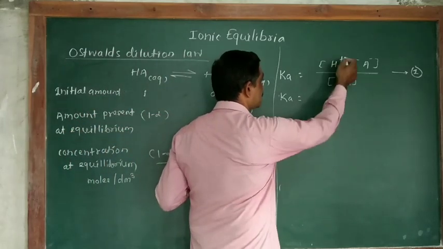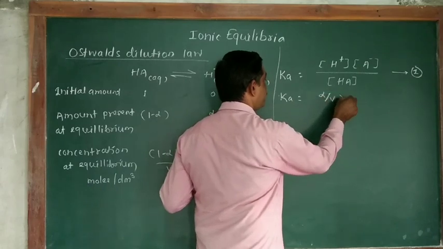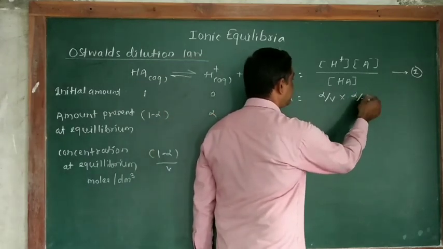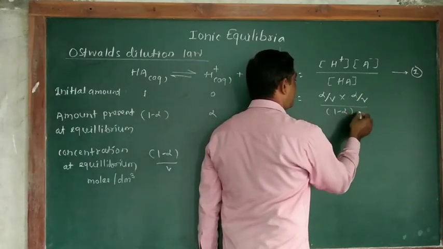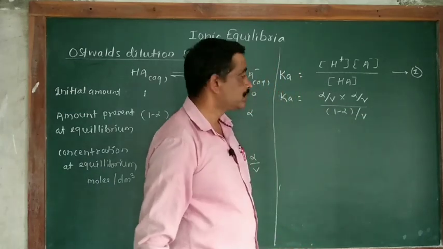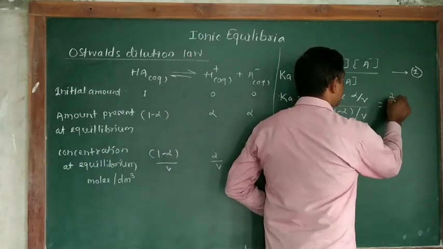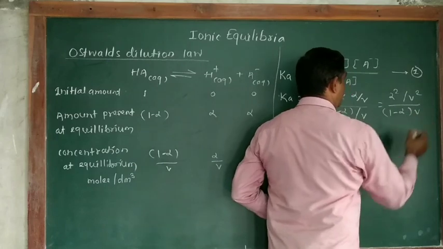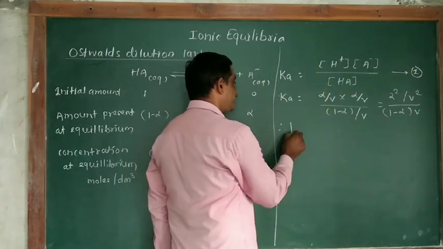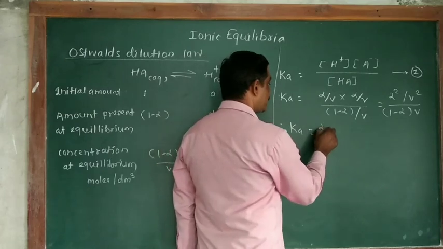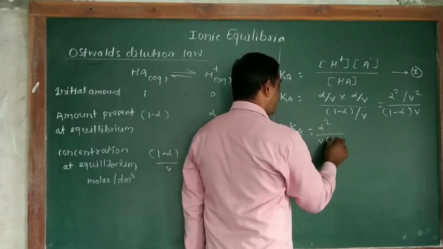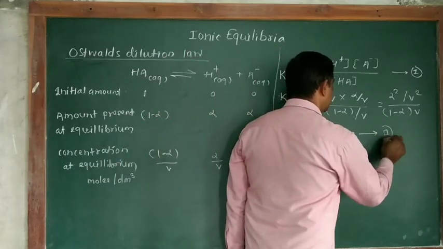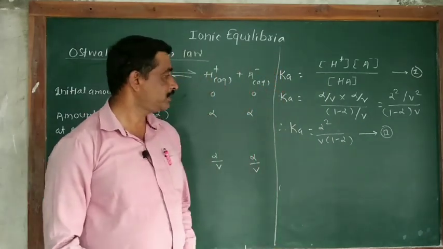Here we get the concentration of H plus ions equal to alpha upon V, multiplied by the concentration of A minus ions, again alpha upon V, divided by 1 minus alpha upon V. On simplification this turns into alpha square upon V square divided by 1 minus alpha upon V. So by simplification we get the equation as alpha square divided by V into bracket 1 minus alpha. This is equation number 2, which is the simplified form of equation 1.